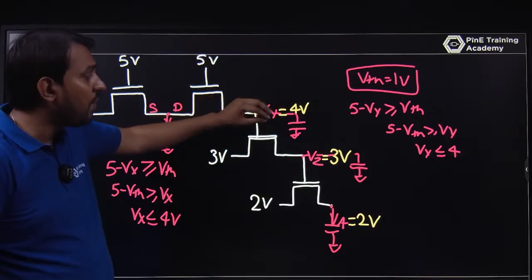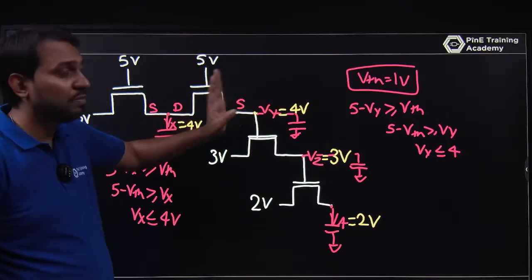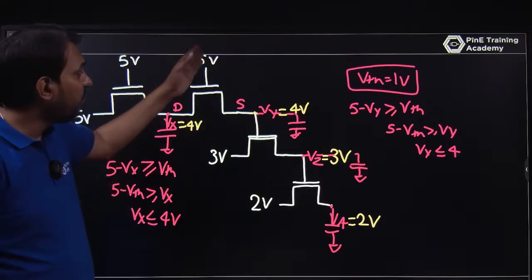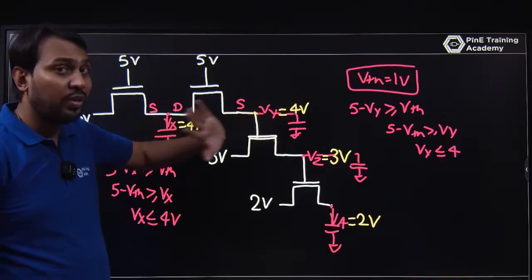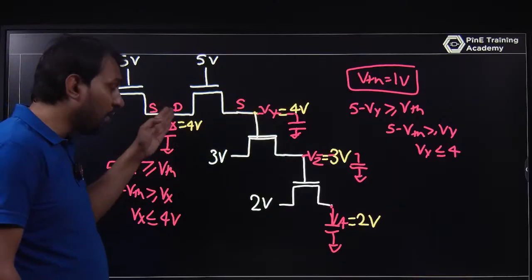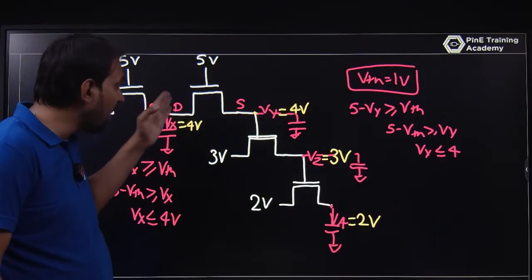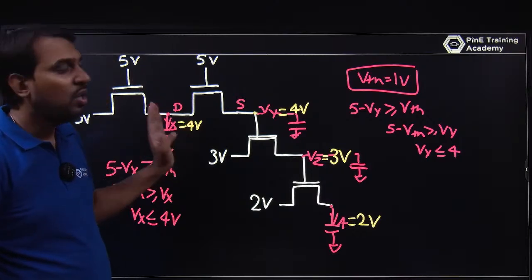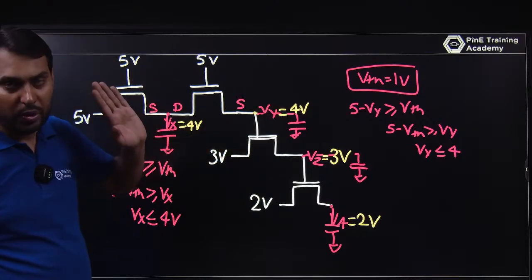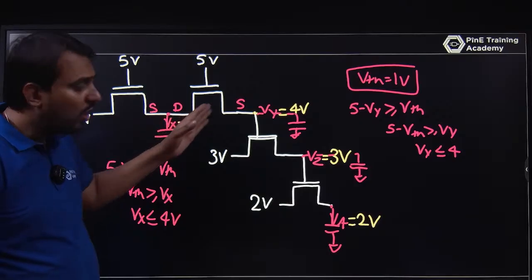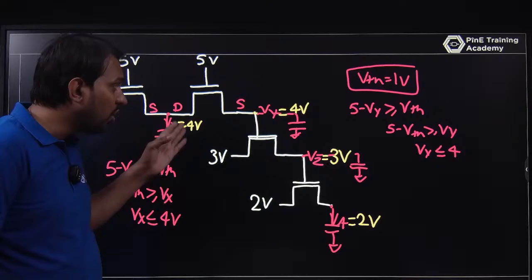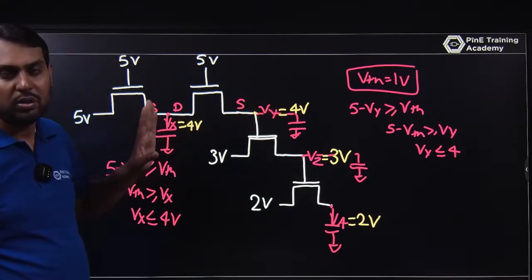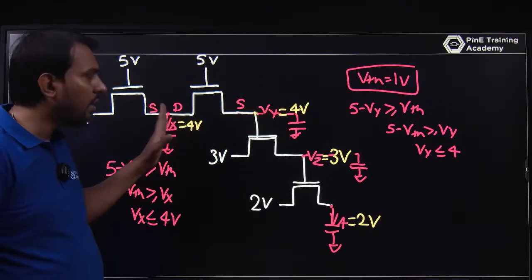Vy can be a maximum of 4 volt because Vgs is greater than or equal to Vth. So 5 minus 4 is greater than or equal to 1. So Vy can be a maximum of 4, but it will be decided by the drain voltage. The drain or VDD will decide. The drain has 4 volt, so it can be at most 4. But if it is 3 volt, it will never be 4. It will be 3 only. If it is 6, the maximum is 4 volt. So please focus on the drain potential also.